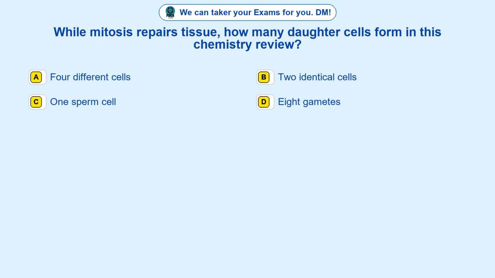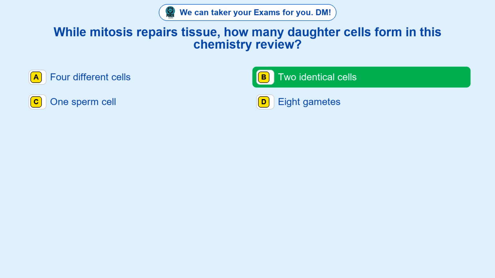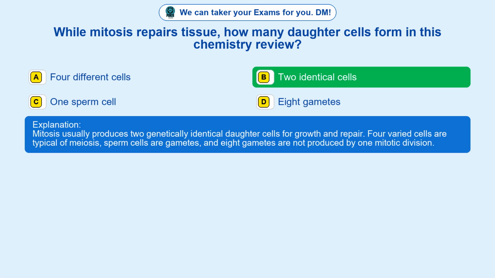Question 24. While mitosis repairs tissue, how many daughter cells form in this chemistry review? Option A, 4 different cells. Option B, 2 identical cells. Option C, 1 sperm cell. Option D, 8 gametes. The correct answer is option B, 2 identical cells. Mitosis usually produces 2 genetically identical daughter cells for growth and repair. 4 varied cells are typical of meiosis, sperm cells are gametes, and 8 gametes are not produced by 1 mitotic division.